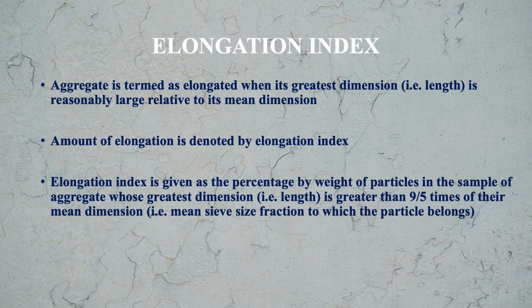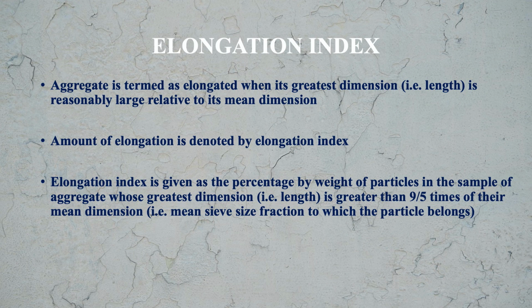Now the elongation index. Aggregate is termed as elongated when its greatest dimension, here we are taking the greatest dimension. In flakiness index we were taking the least dimension. Here we are taking the greatest dimension, that is the length basically, is reasonably large relative to its mean dimension. So here the point of focus is the greatest dimension, means the length of the particles.